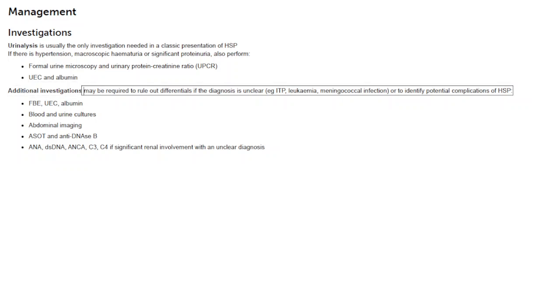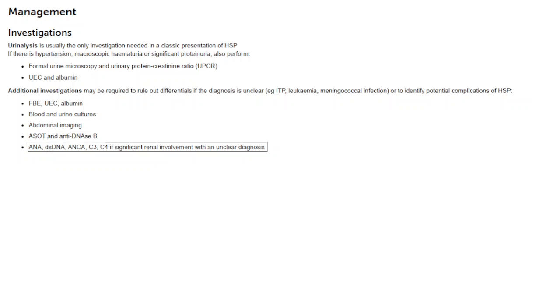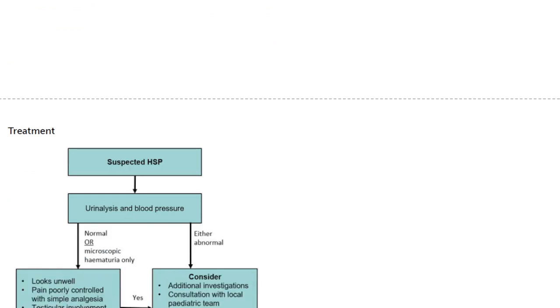Additional investigations may be required to rule out differentials if the diagnosis is unclear, e.g. ITP, leukemia, meningococcal infection, or to identify potential complications: FBE, UEC, albumin, blood and urine cultures. Abdominal imaging. ASOT and anti-DNase B. ANA, dsDNA, ANCA, C3, C4 if significant renal involvement with an unclear diagnosis. Treatment.